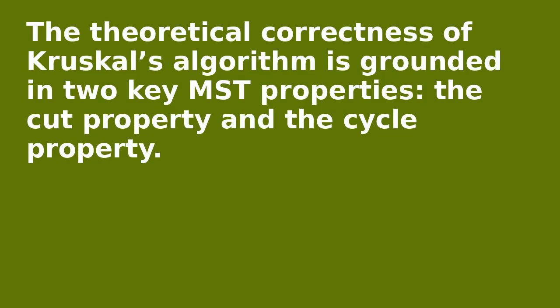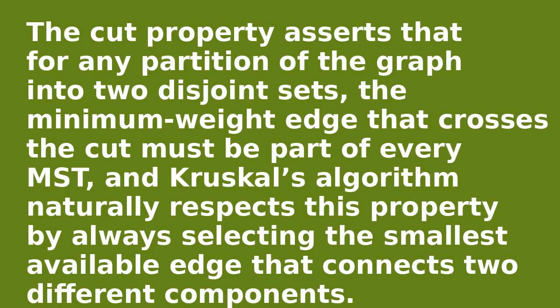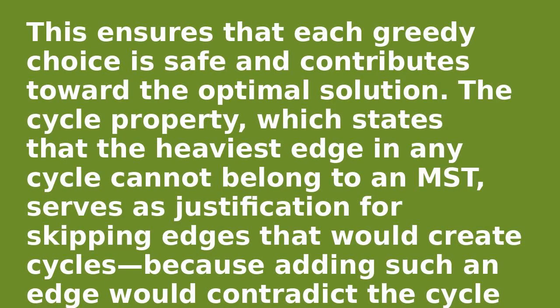The theoretical correctness of Kruskal's algorithm is grounded in two key MST properties: the cut property and the cycle property. The cut property asserts that for any partition of the graph into two disjoint sets, the minimum weight edge that crosses the cut must be part of every MST. Kruskal's algorithm naturally respects this property by always selecting the smallest available edge that connects two different components. This ensures that each greedy choice is safe and contributes toward the optimal solution.